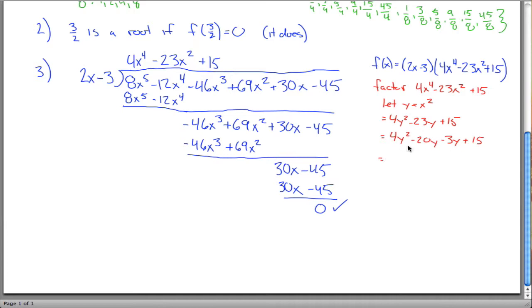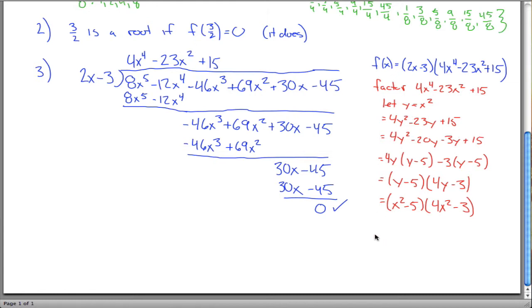Factor by grouping, the greatest common factor in these first two terms is 4y. If you pull out a 4y, you're left with y minus 5. If you want to be left with y minus 5 over here, you better pull out a negative 3. I now have two terms that both have a y minus 5 in them, so I can factor that y minus 5 out. And I'm left with just 4y minus 3. But what's y? Y is just something that I made up. It's supposed to be x squared. So I get x squared minus 5 and 4x squared minus 3.